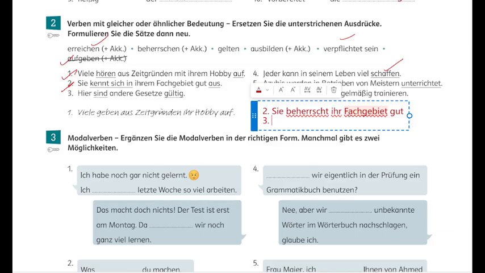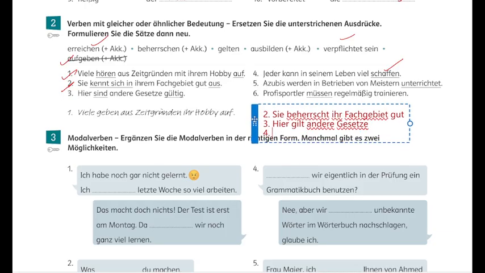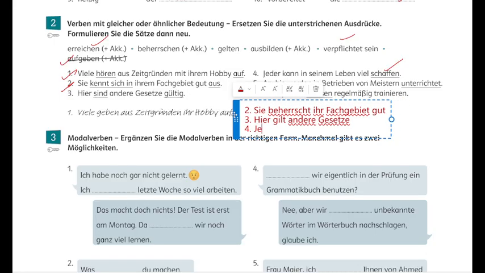Hier sind andere Gesetze gültig. So andere Gesetze gültig. So there are other laws, they are valid. So you can say hier gelten andere Gesetze. Jeder kann in seinem Leben viel schaffen. So, jeder kann in seinem Leben viel erreichen.